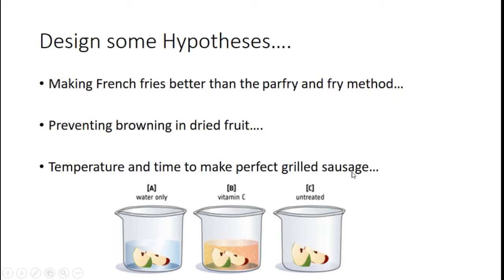Perhaps it's the temperature and time to make perfect grilled sausage. So our hypothesis could be that maybe there are two sets of treatments that we're looking at here. We're looking at time and we're looking at temperature. Perhaps you have a certain range, that cooking at temperatures between 350 and 450 Fahrenheit for 10 to 12 minutes gives the optimal sausage. We have sometimes the opportunity of having multi-dimensional experiments, and it's possible to design hypotheses for this.